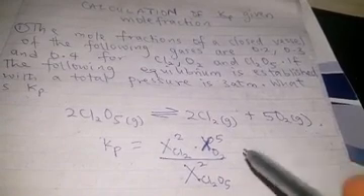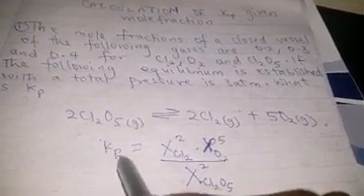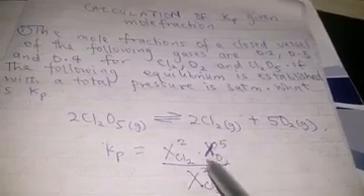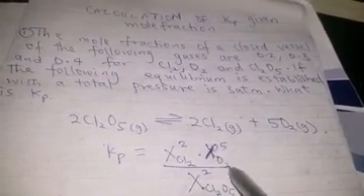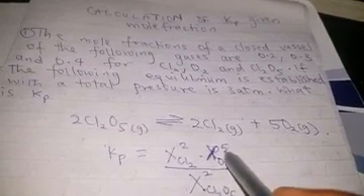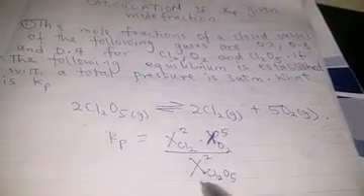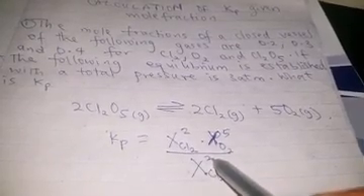And from here we can say that the Kp for this reaction is equal to the mole fraction of chlorine raised to power 2, that's the number of mole, times the mole fraction of oxygen raised to power 5, then divided by the mole fraction of Cl2O5 raised to power 2.